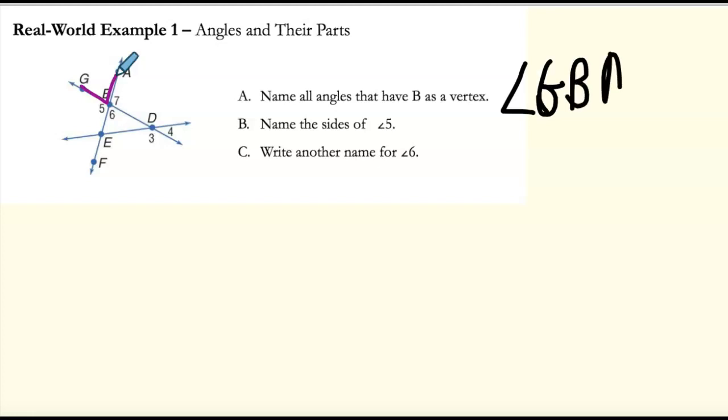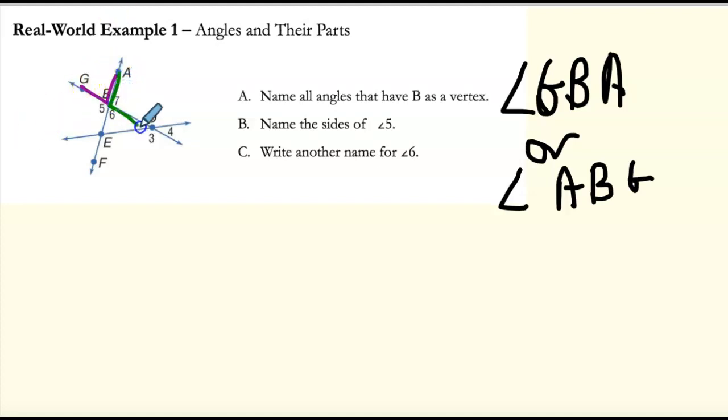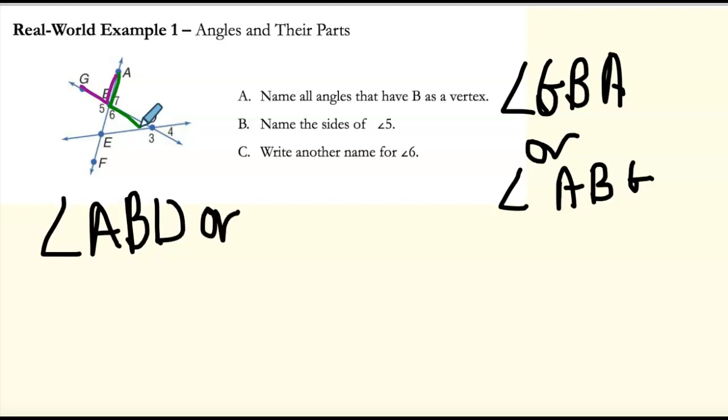GBA, or we could turn that around and say ABG. You only need one. So then we have another angle here, which is ABD. So we would name that angle ABD, or we could reverse that and say DBA.